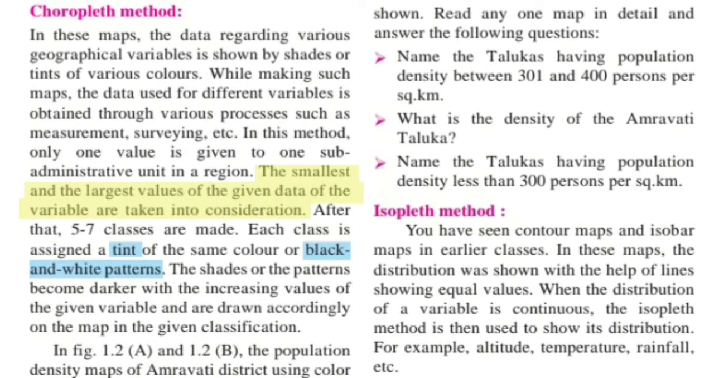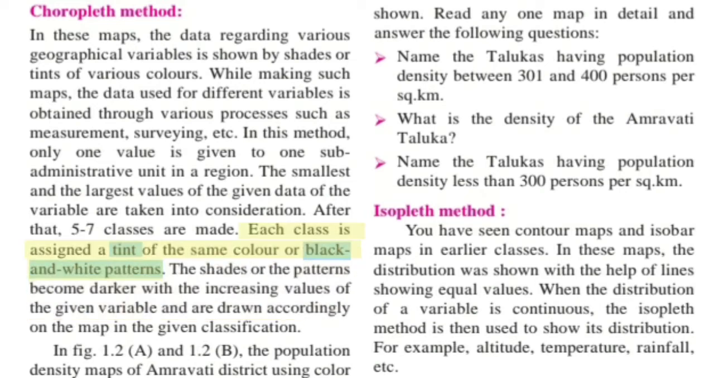We take the lowest value and the highest value, like we took in the dots. Then we divide them into 5 to 7 classes according to our needs, and then we give them color. Like population, if it is less, it is a light shade, and it goes on to a darker shade as we go on increasing the values. So this is how choropleth methods work.